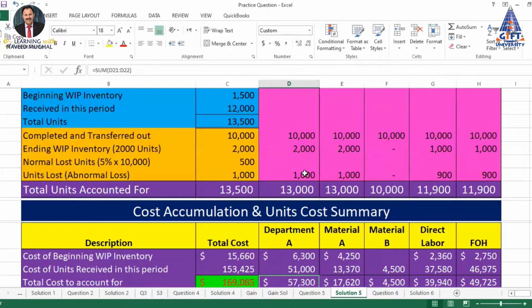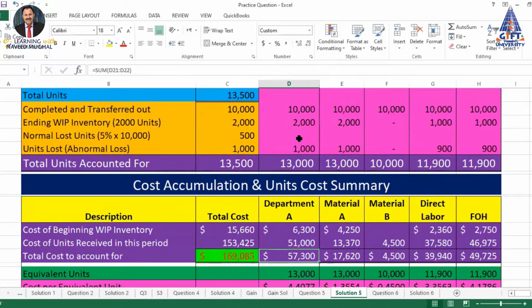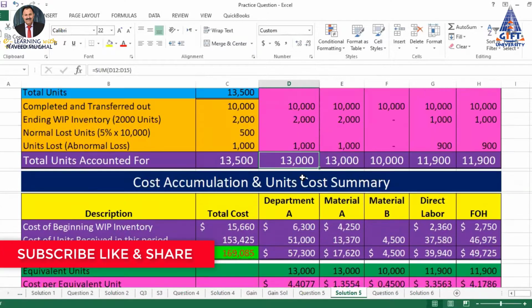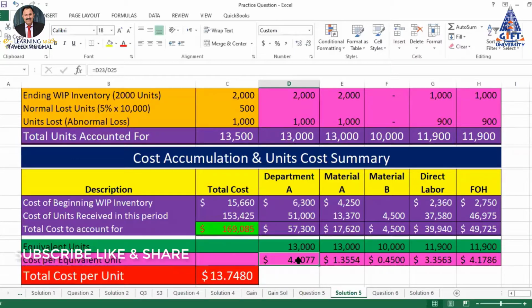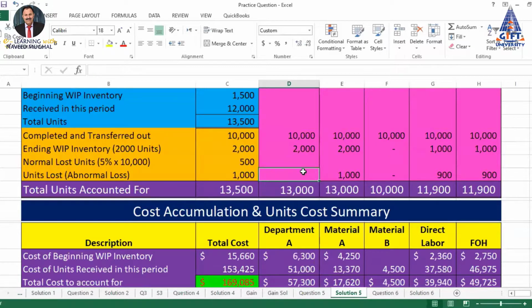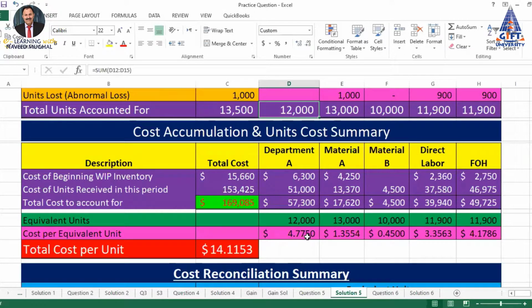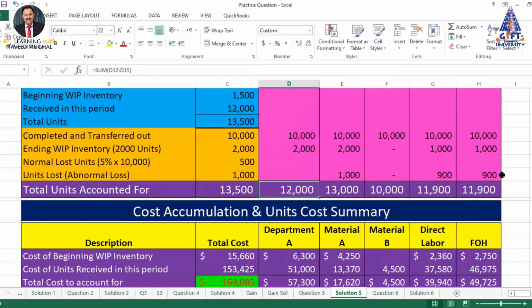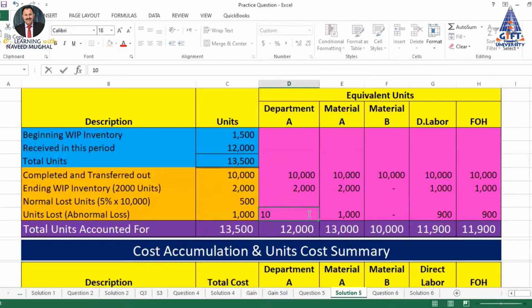So if we don't add this number in our equivalent units, it means that we are calculating per unit cost according to only good units. That's why our per unit cost will be increased. Just look at this. When we divide this cost on 13,000 units, this is 4.4077. But when we divide this cost with the 12,000 units, this is 4.7757. It means it has increased when we exclude those units from the calculation of equivalent units.